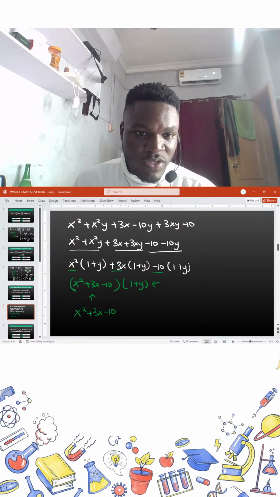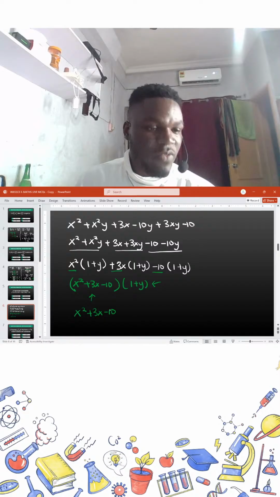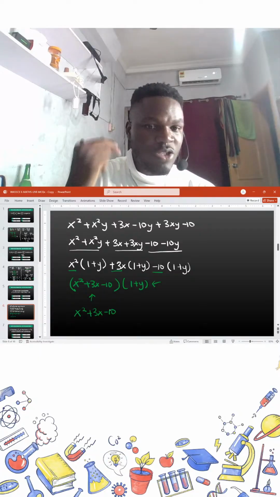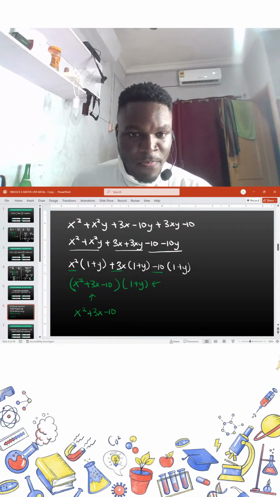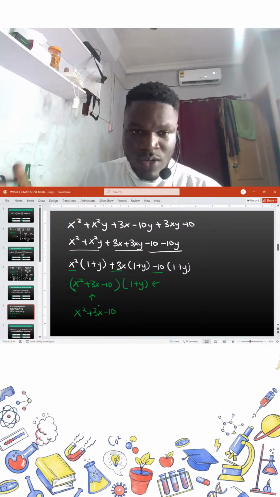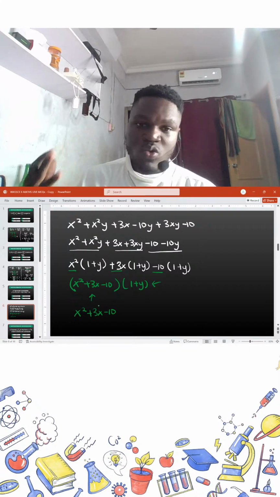Now, the coefficient of the x squared term here is 1. 1 multiplied by negative 10 over here will give us negative 10. So we ask ourselves, which two numbers do we multiply to get negative 10, but when we add or subtract, we get positive 3 in the middle? Are you okay? Now, if we look at it very well, 5 and 2 will do that.